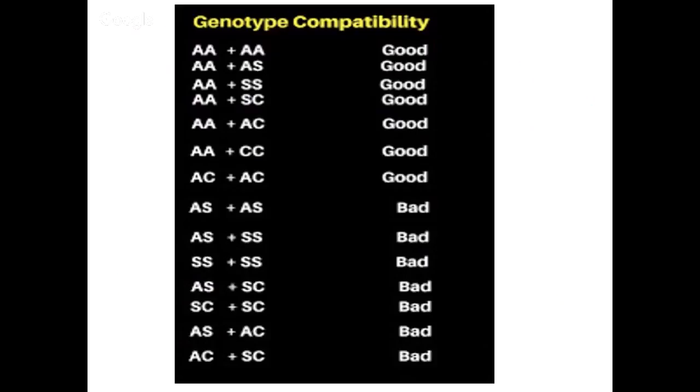AC can get married to AC. Then that's bad. Should not be here. Sorry. Then AS can get married to AS, because that's bad. Let's say the ratio of having a child with sickle cell disease is 1:4.